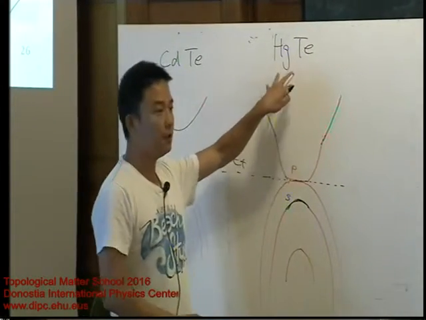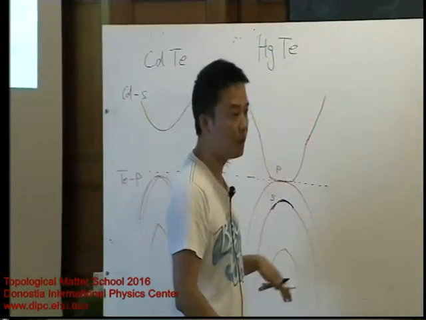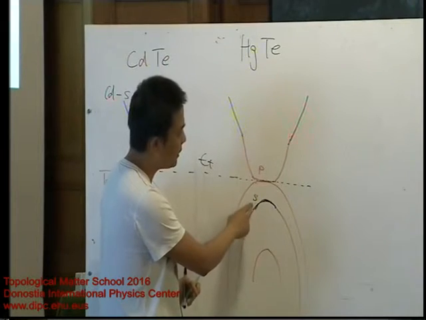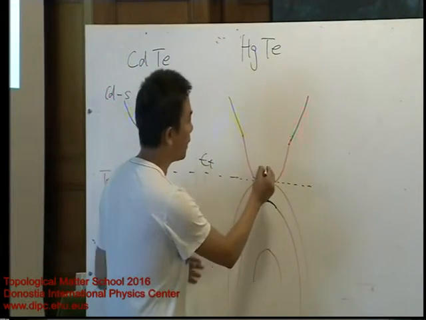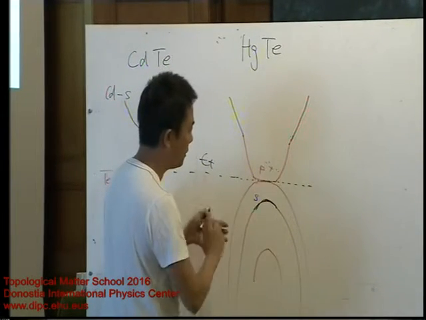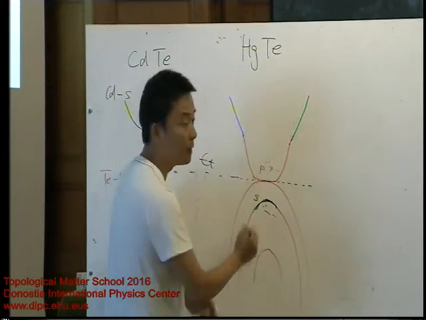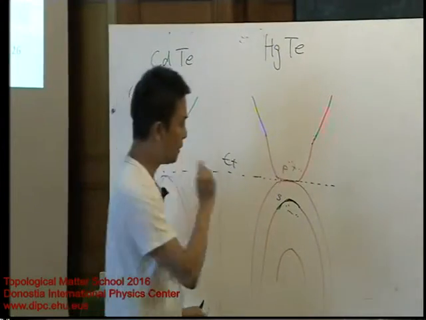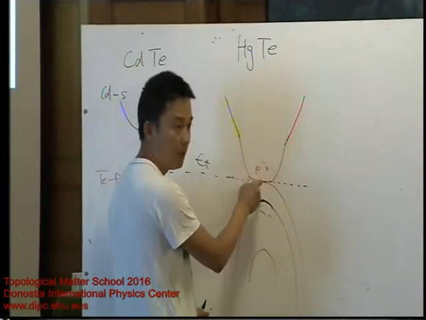Although mercury telluride doesn't have inversion symmetry, roughly we can argue that this parity and this parity are different. Usually this P state forms positive parity, and this one is negative parity. And we have a parity inversion. But what is important is that the inversion happens between this S and this P.